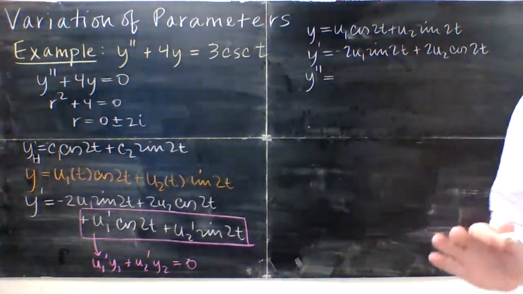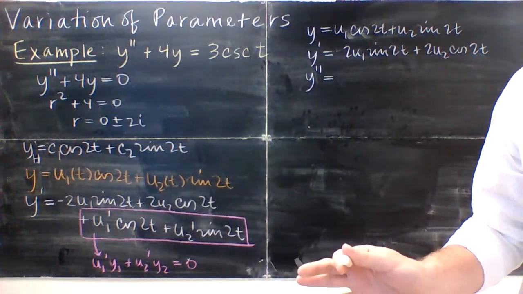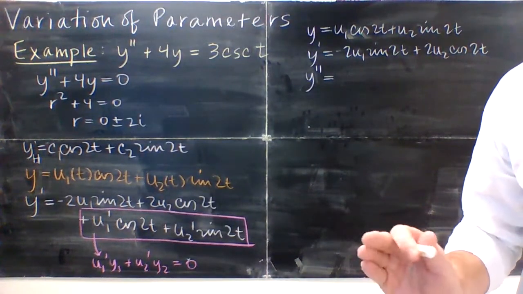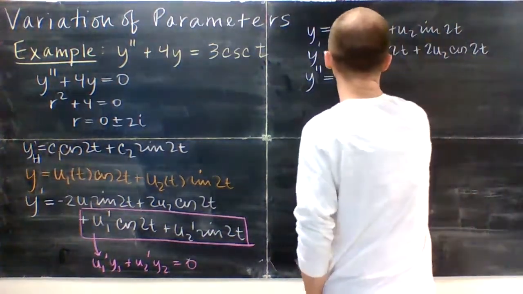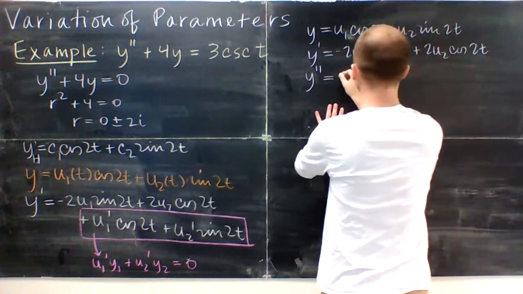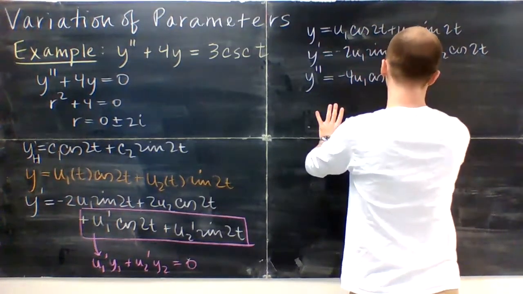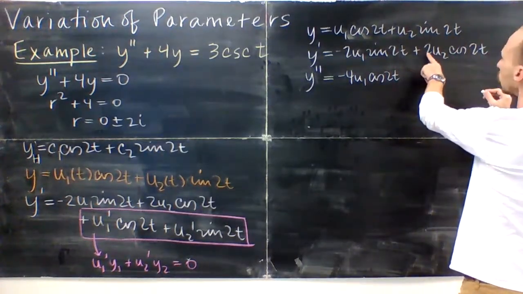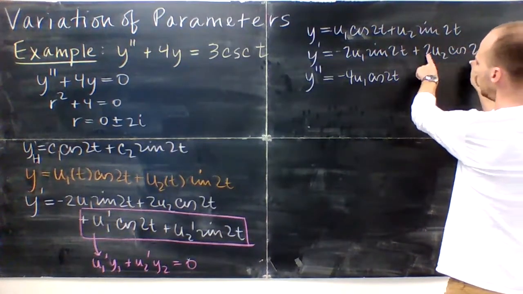Let me see, how did I write this? Did I collect them all together in some sensible way? No, I actually did do that. Okay, so I said negative 4u1 cosine 2t minus 4u2 sine 2t.